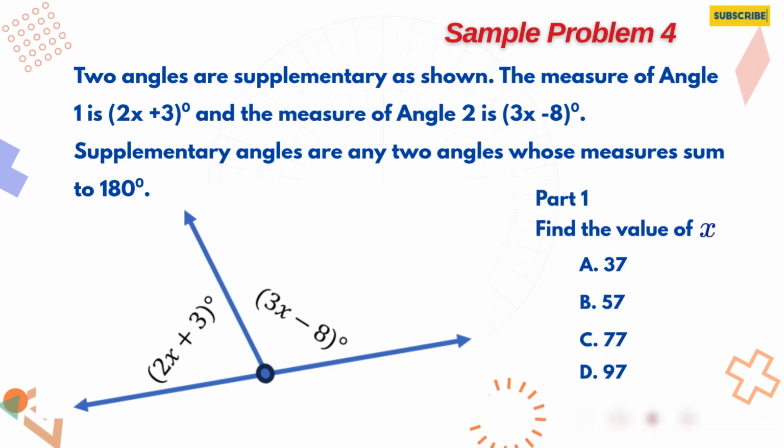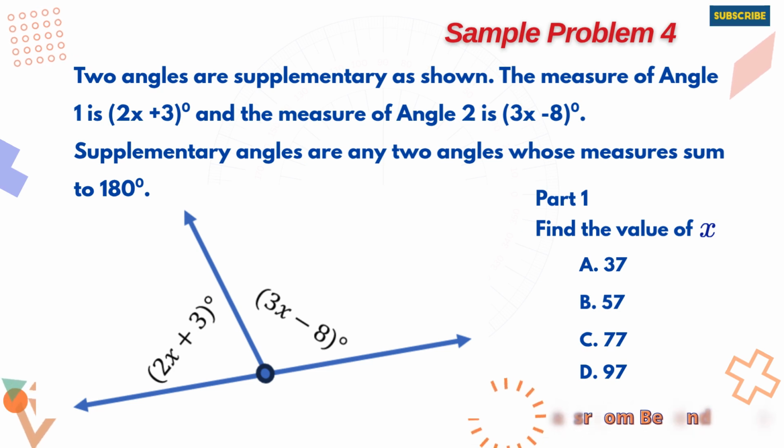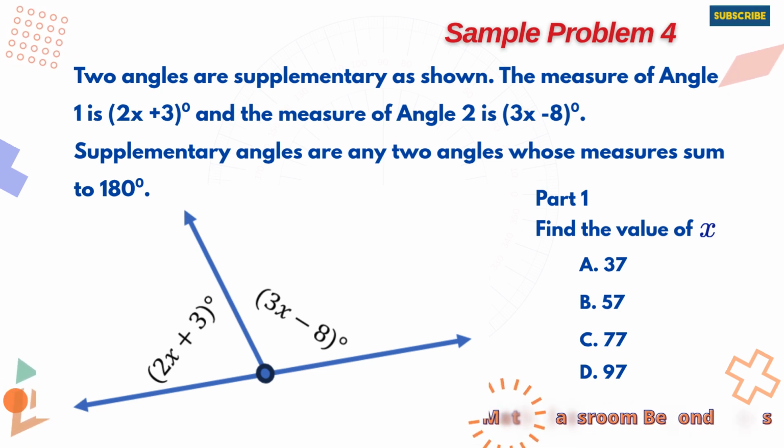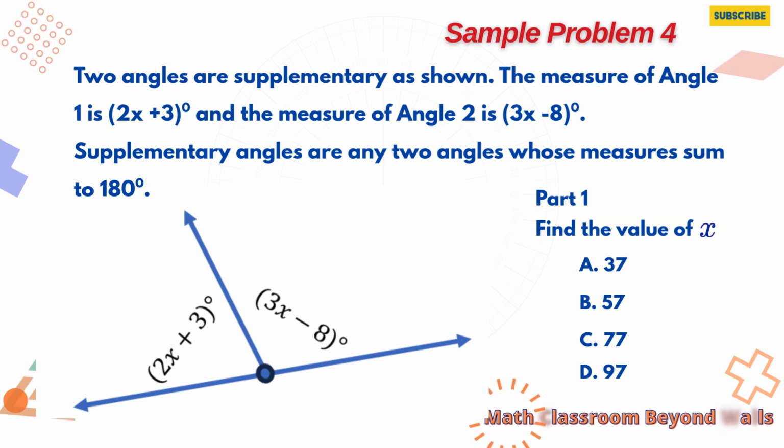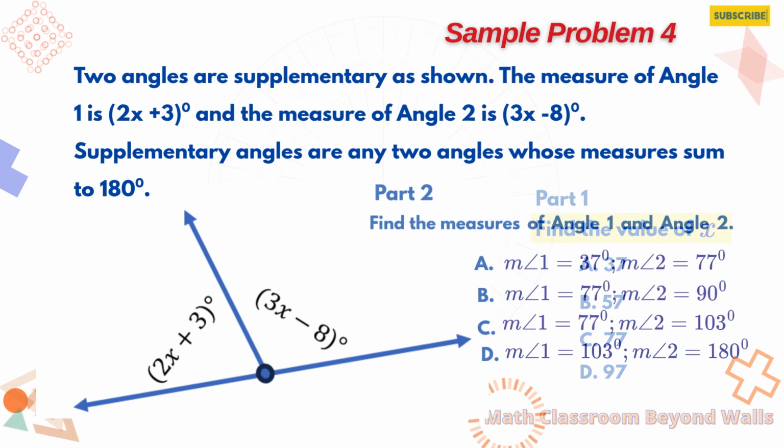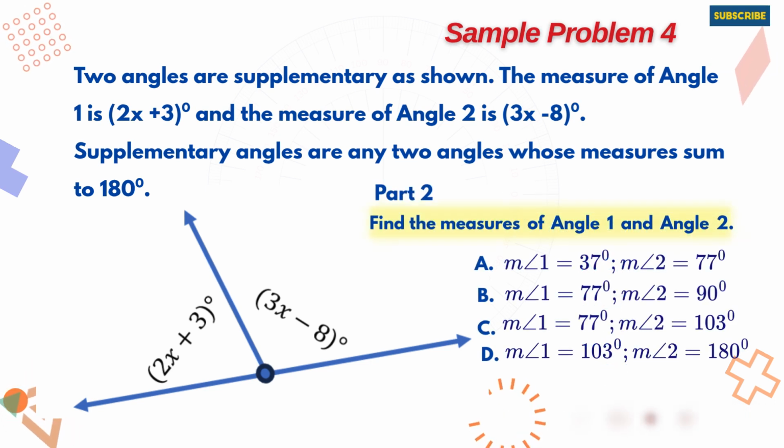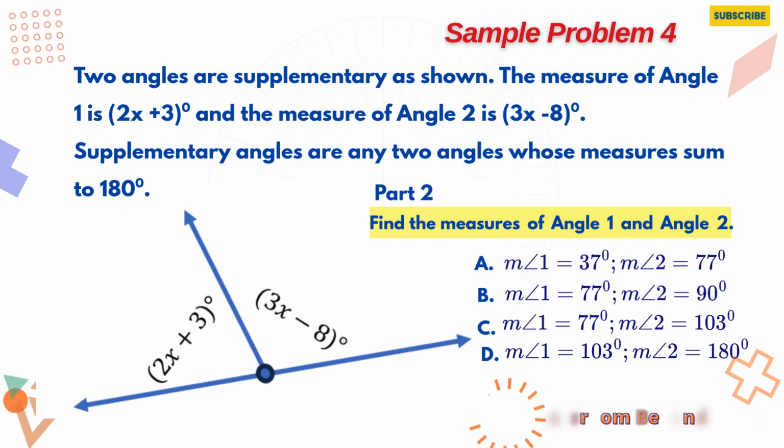Okay, what is asked in the problem, learners? Sample problem 4 has two parts. In part 1, the problem is asking us to find the value of x. In part 2, it is asking for the measure of angle 1 and angle 2.